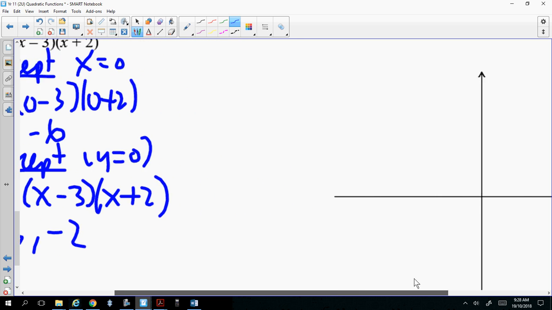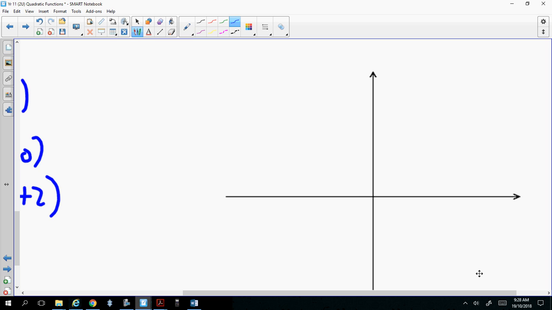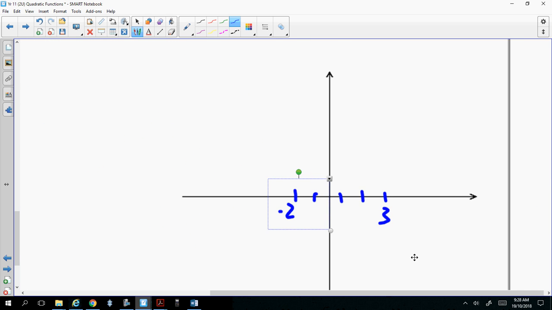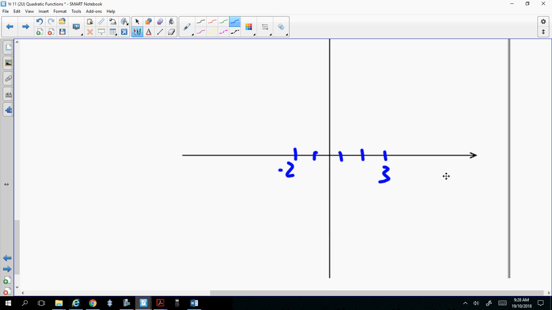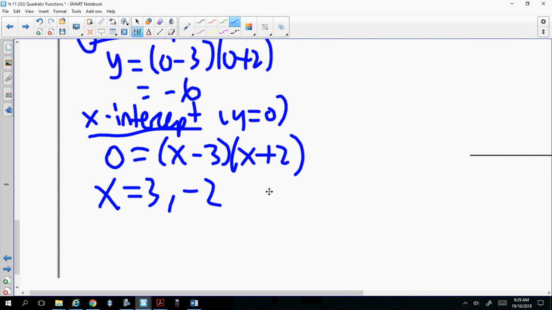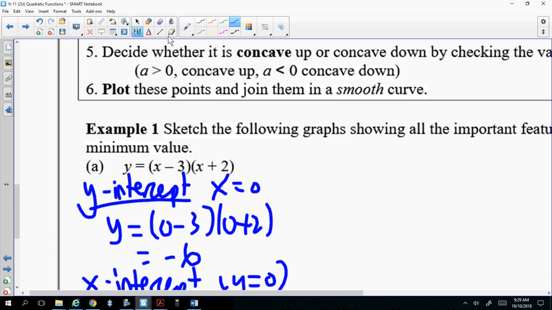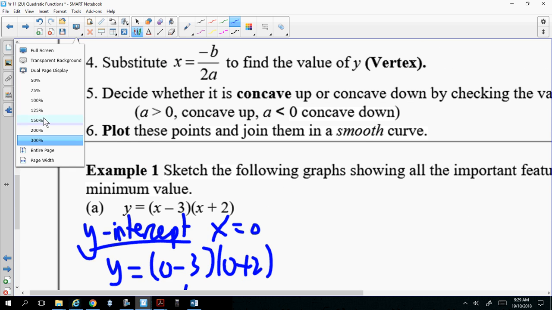Let's draw it on here. So 3 and negative 2, and then you get negative 6. Alright, negative 6 like that. It passes through these 3 points. And then what you need to do is work out what we call the axis of symmetry. Now, how do I work out the axis of symmetry? There's a way to find out.